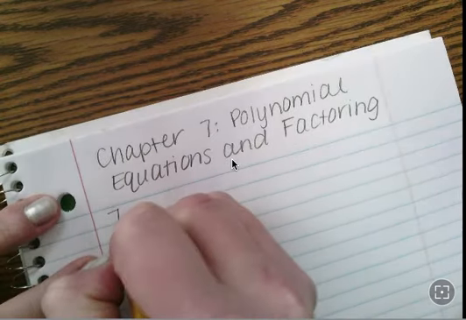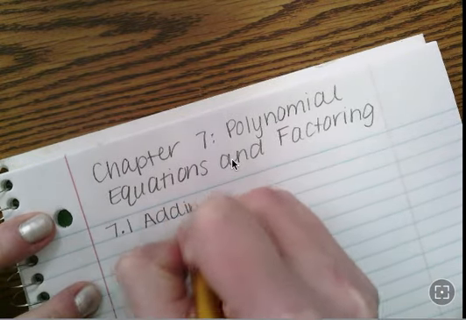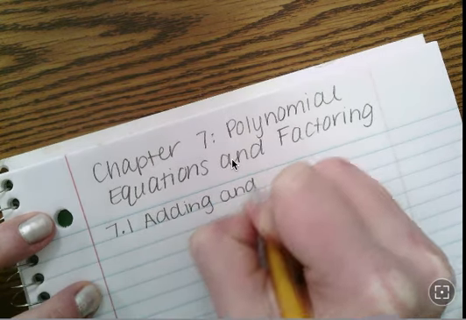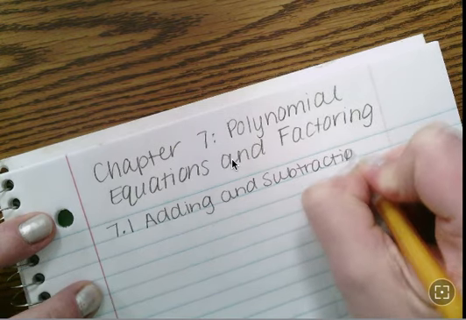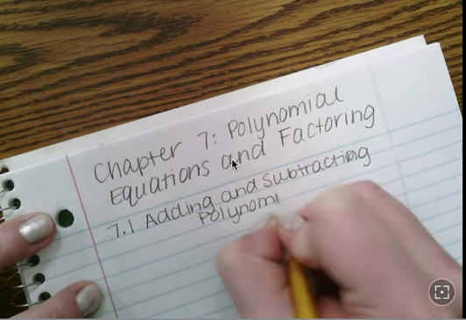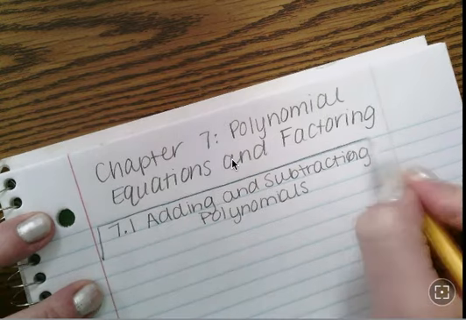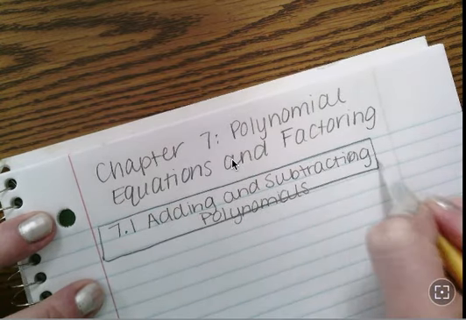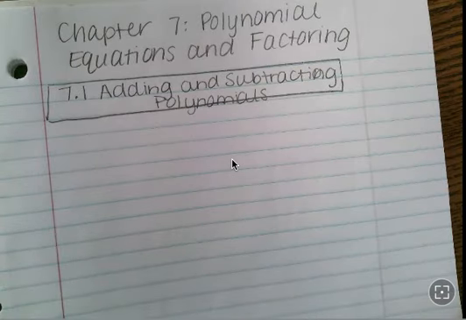Section 7.1 is where we're going to start. And the title is adding and subtracting polynomials. That's the section title. Okay? And we're just going to talk about some definitions and do a few examples in this video. And then in class, we're going to talk about some more advanced things because I do like to have discussions still with you guys, and so I don't want to lose that.